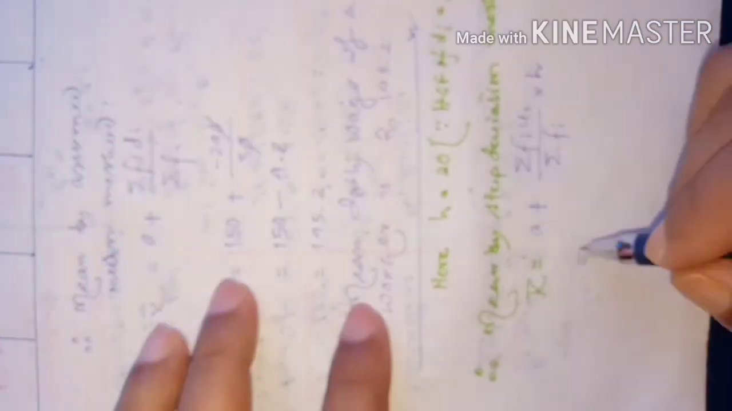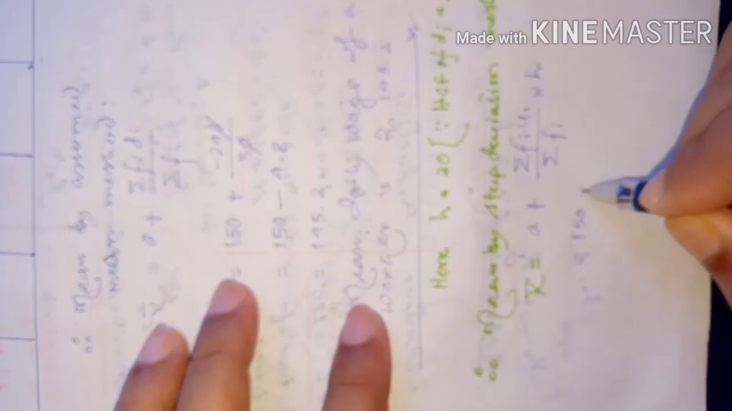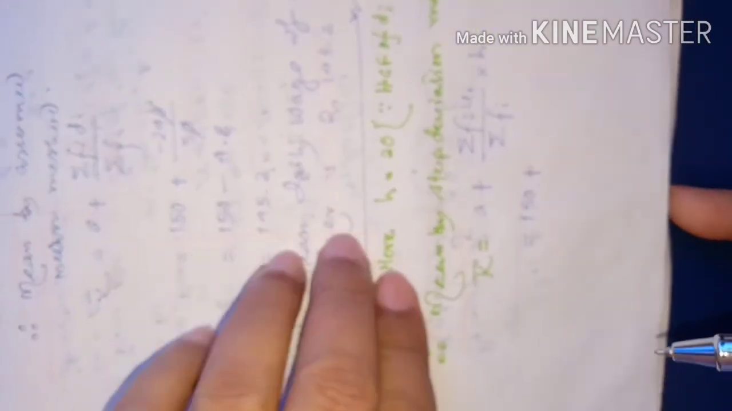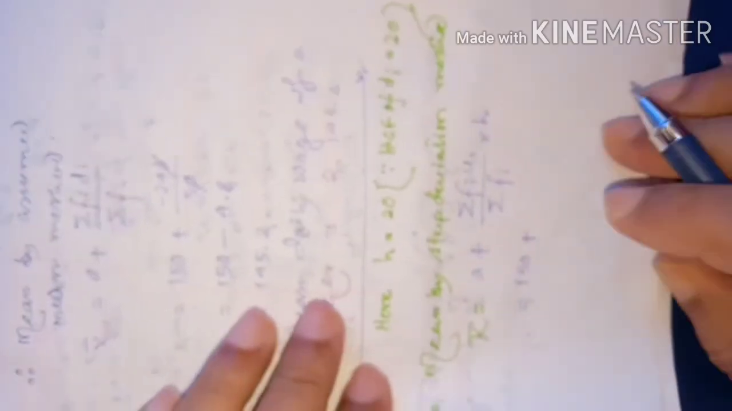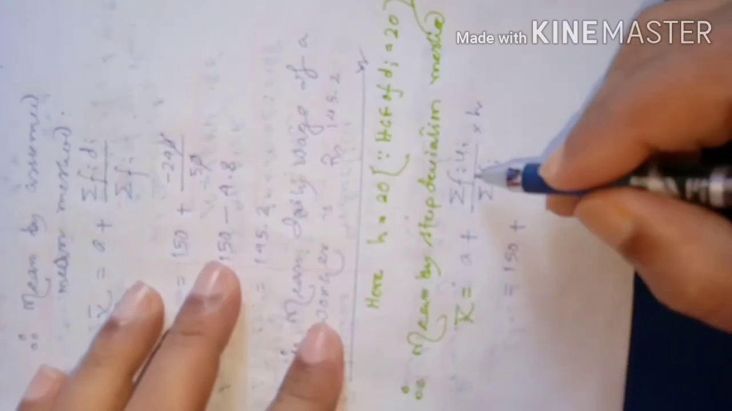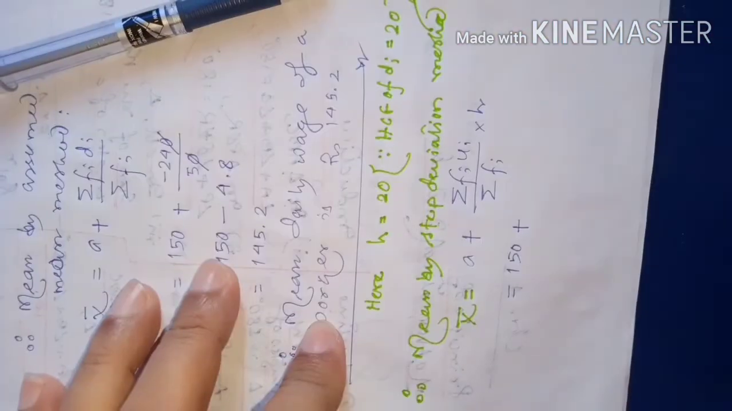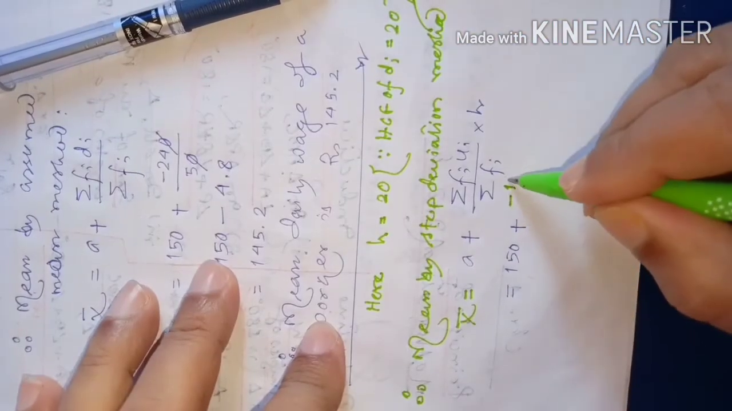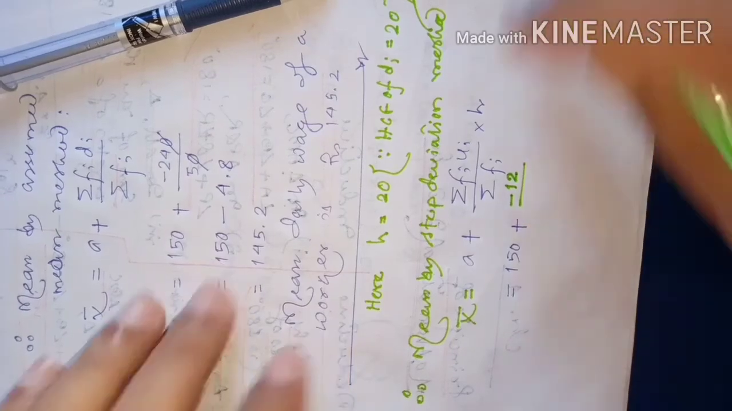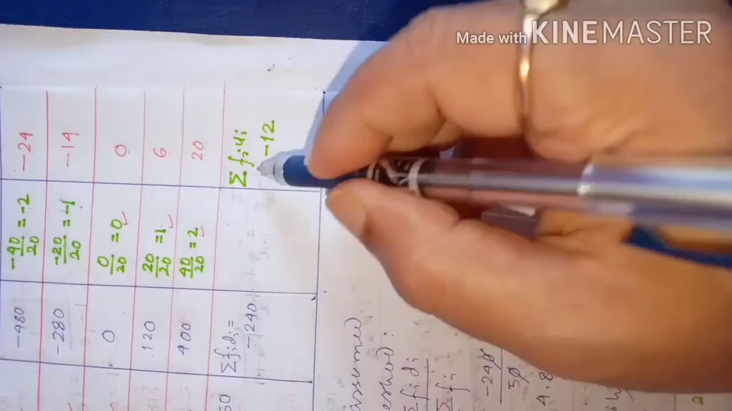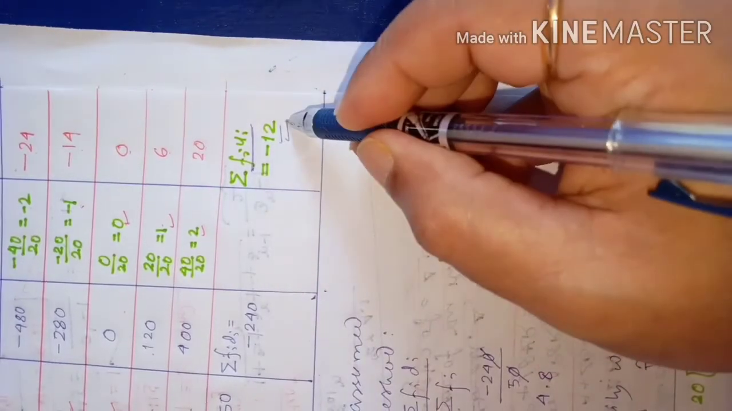You will write here 150 plus sigma FiUi. What is the value of sigma FiUi? That we will have to write. Sigma FiUi, its value is minus 12. You put here minus 12. This is the value. Just see here in the table, sigma FiUi. What is its value? Minus 12. This value will come here in this place.